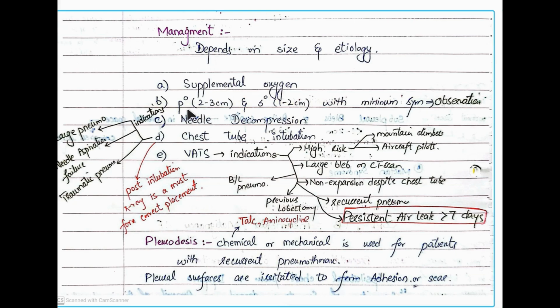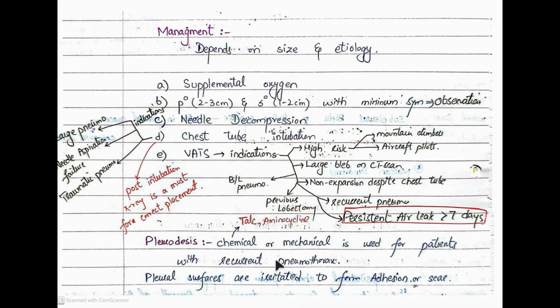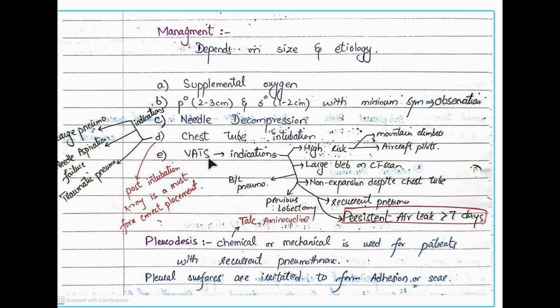In case of primary pneumothorax, if the lung rupture is less than or around 2 to 3 cm, or in case of secondary pneumothorax, the size of the perforation is between 1 to 2 cm and the patient is having minimum symptoms, they will be managed conservatively. But if the patient is symptomatic, then we will have three options: either go with a needle decompression, chest tube, or video-assisted thoracoscopic surgery, otherwise known as the VATS procedure.